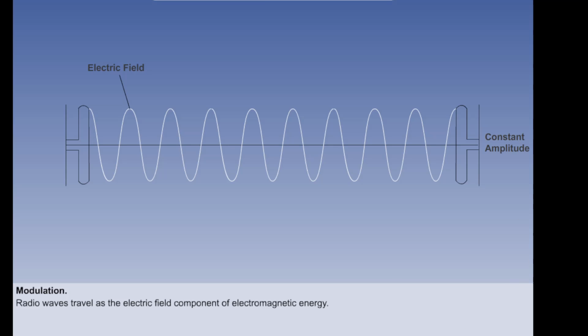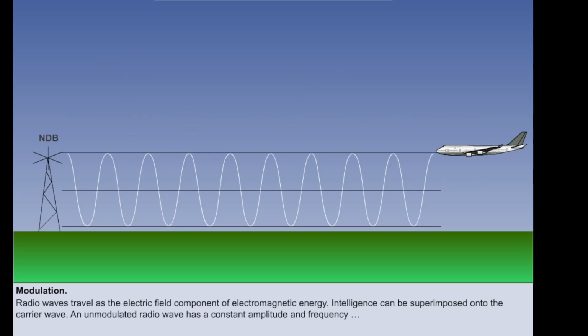We have seen how a radio wave travels from a transmitter to a receiver as the electric field component of electromagnetic energy. We now need to look at how information, called intelligence, is superimposed onto the radio wave. When this is done, the radio wave is termed a carrier wave, and the intelligence is said to be modulated onto it. If the carrier wave were unmodulated, it would simply be a radio wave at a constant amplitude and frequency.